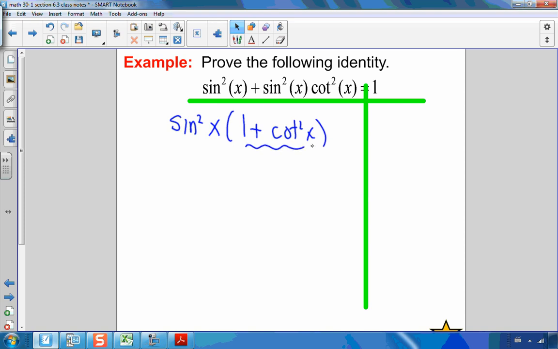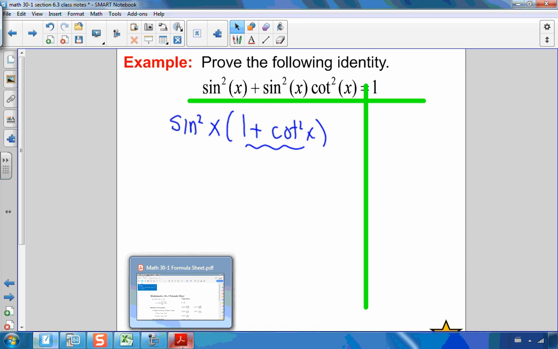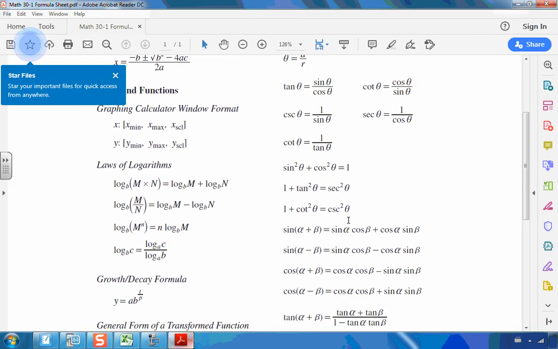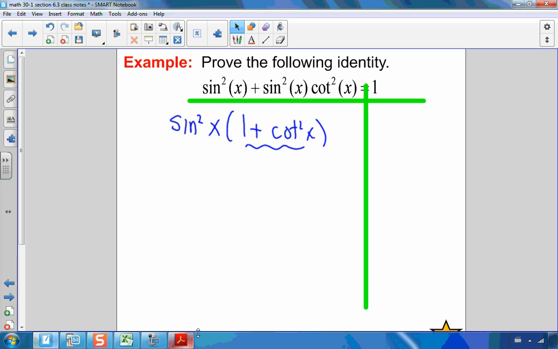So 1 plus cotan squared, that must equal something. So I'm just going to refer to my formula sheet. 1 plus cotan squared. Ah, there it is. Do you see it right there? 1 plus cotan squared is cosecant squared. So always have your formula sheet close at hand. So that's cosecant squared. So this is sine squared x times cosecant squared x.